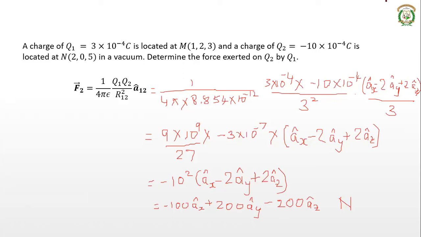Any doubts in this? So while taking epsilon naught, you can also take it as 1 by 36 pi into 10 raised to 9, or you can take this as 8.85 into 10 raised to minus 12. We can also take the entire thing as 9 into 10 raised to 9. So we'll take one more problem. Even this is from an old question paper.